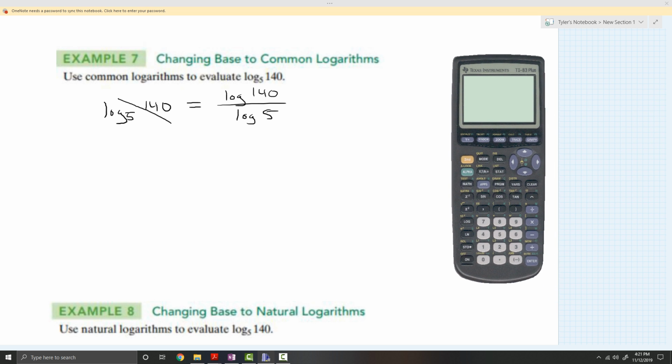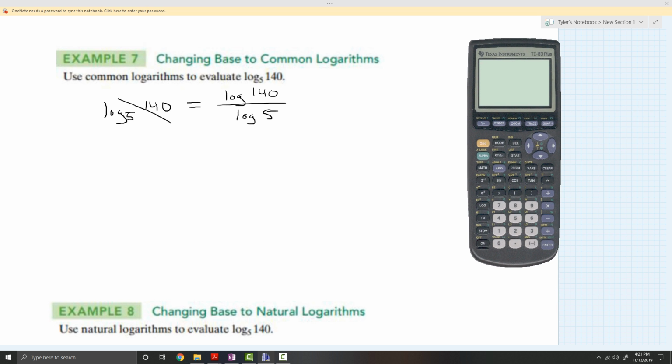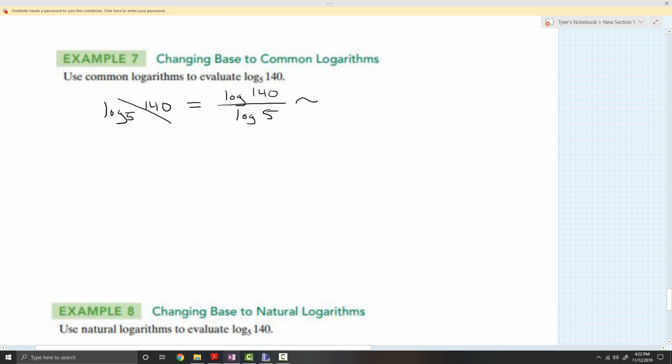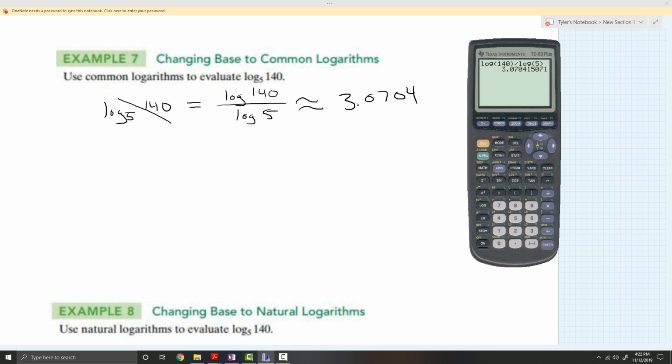So then we can pull out our calculator and enter that in. So I can do log of 140. You want to make sure you close the parentheses. Don't forget that. And then divide by log of 5. And we get this decimal approximation. So we get roughly 3.0704. So this is roughly 3.0704.